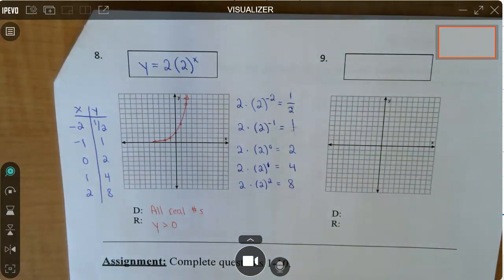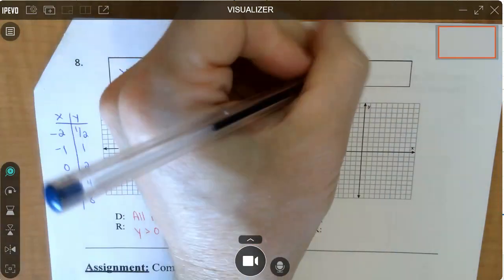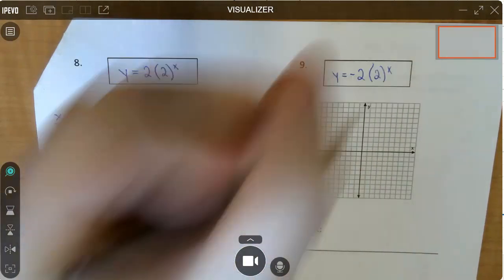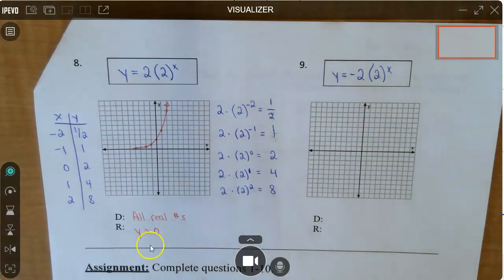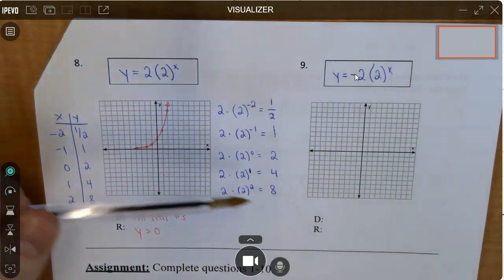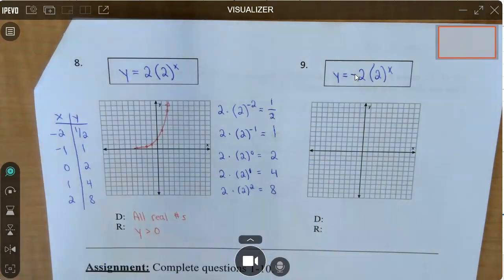What if the a value is negative? So what if we had y equals negative 2 times 2 to the x power? Now this changes everything slightly. If your a value is negative, now your graph, instead of occurring above the y-axis, is actually going to occur below the y-axis. So we're going to make our t-chart with our table of values, find our y points that go with our x values, and plot them.